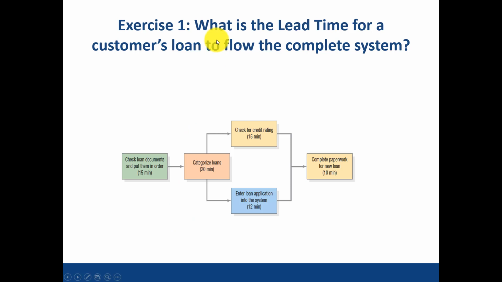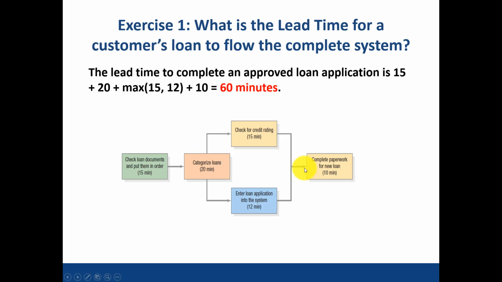Second question. What is the lead time for a customer's loan to flow through the complete system? So from the starting point to the last, what do you think? It takes 15 minutes, it takes 20 minutes, and then here we have something in parallel, but what is going to define the speed? The slowest. So that means 15 and 10 minutes. In other words, 15 plus 20 plus the maximum of these 2, which is 15, plus 10, that means 60 minutes on average.